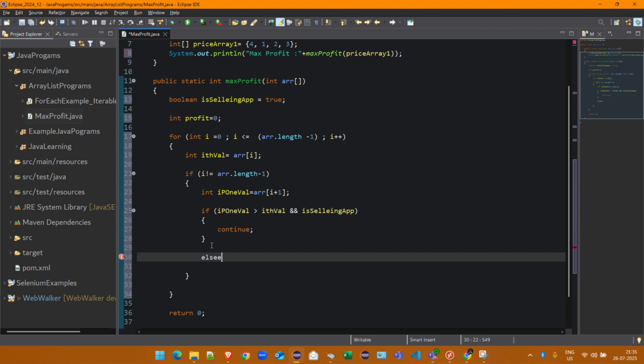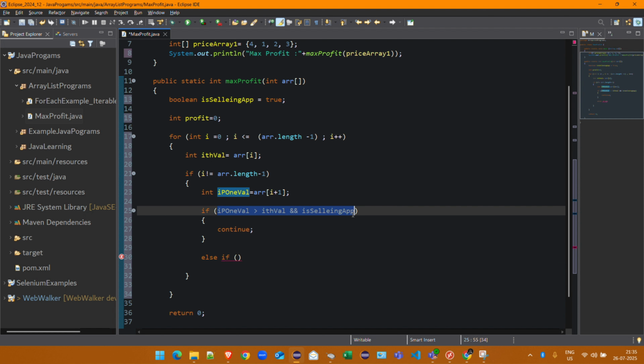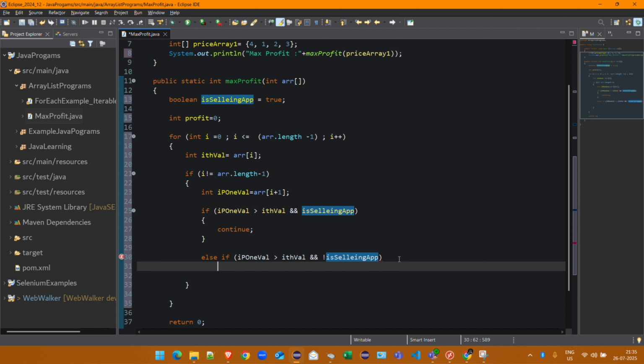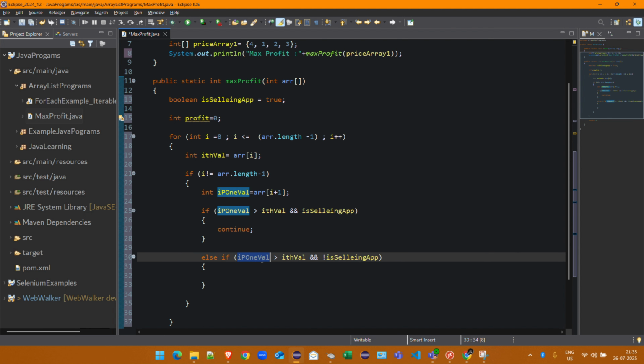And next, else if the same condition, I will write something like that, and selling is not applicable. That means purchase is applicable. So at this time, today's price is less than that of the next day, and selling is not possible. That means you don't have anything to sell. You need to buy, and next day prices are going to increase. So what will you do? I will buy today itself. I won't wait for the next day.